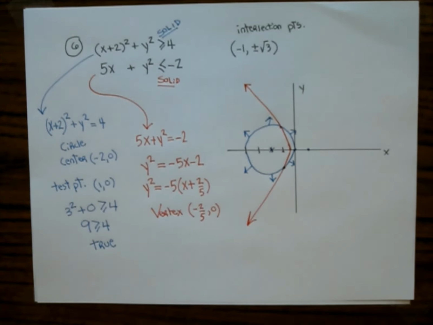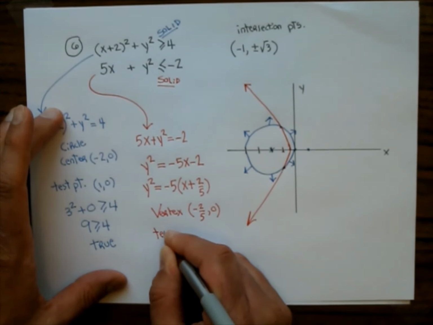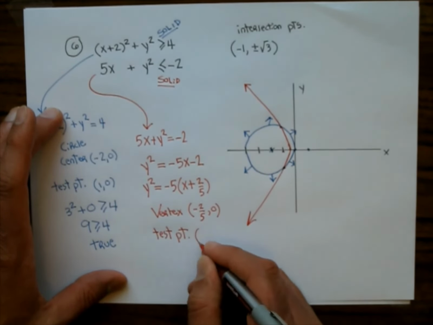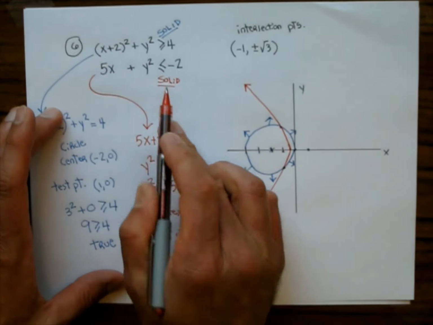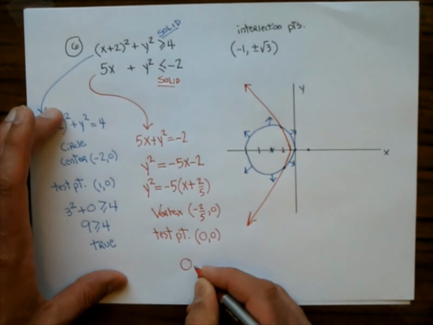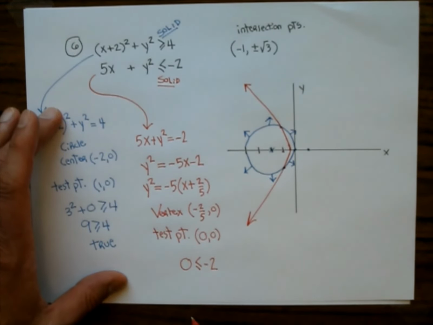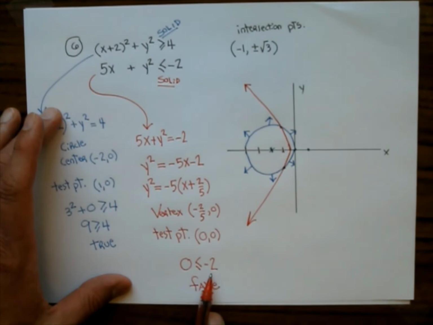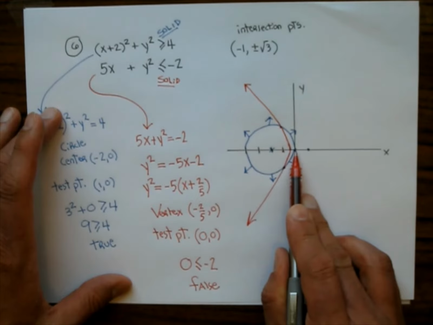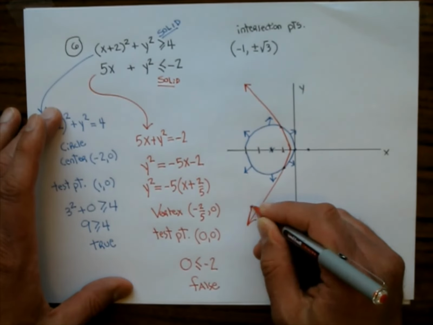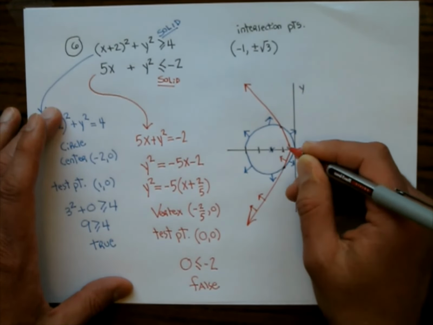And now where are we going to shade on that? Well, this is where we do a test point. The test point is something that is not on that red parabola. I can actually make it 0, 0 now, and I put it back up here. So I end up getting 5 times 0 plus 0 squared is less than or equal to negative 2. Is 0 less than or equal to negative 2? Well, no, it's not. That's false. Think of the number line with negative 2 and 0 on it. So I'm not going to shade towards 0. I'm not going to shade to the right of the parabola. I'm going to shade to the left.